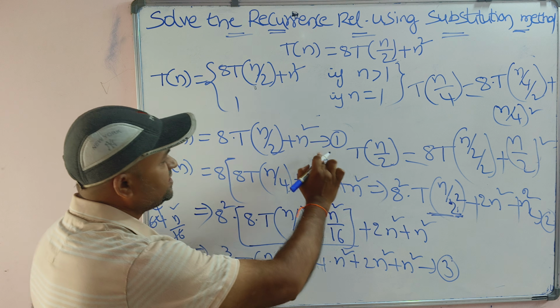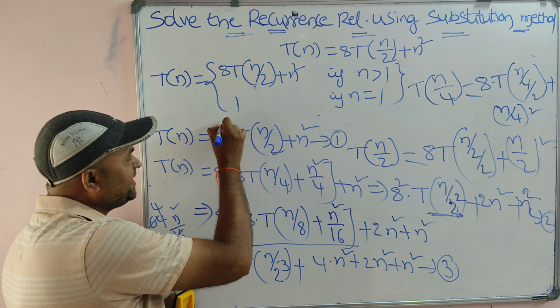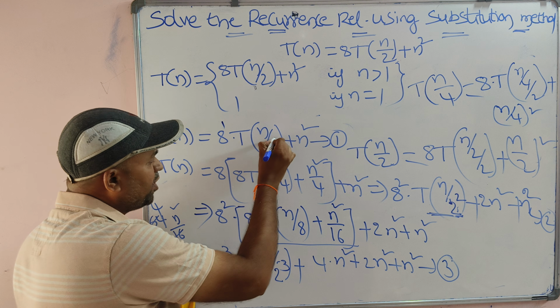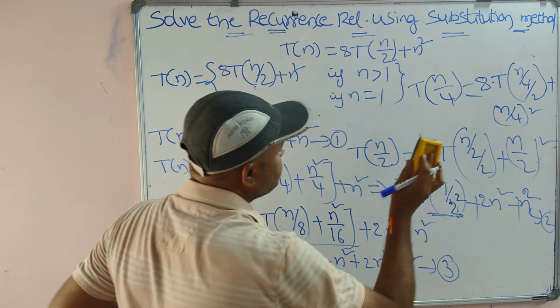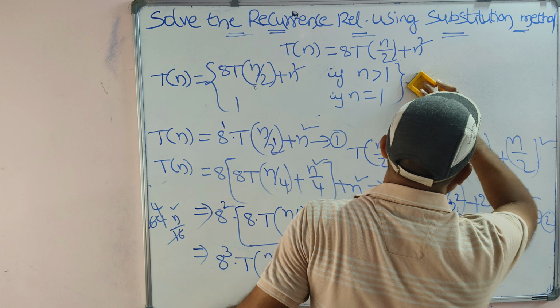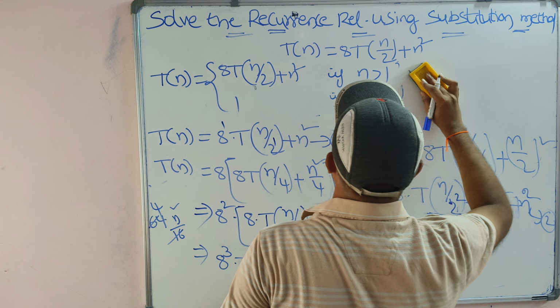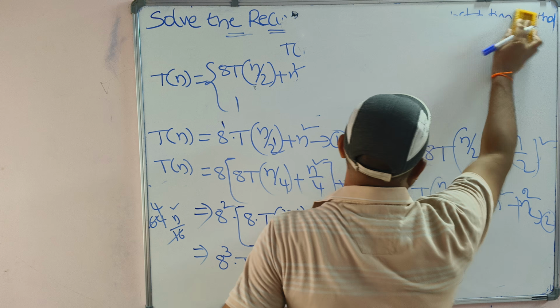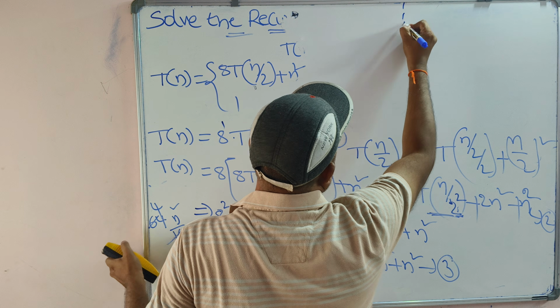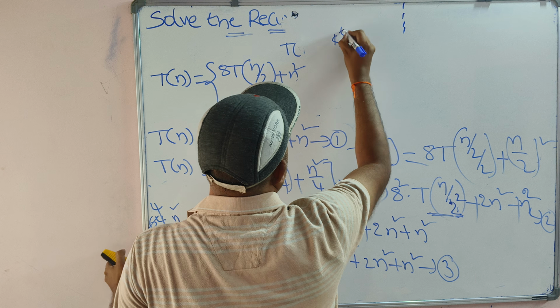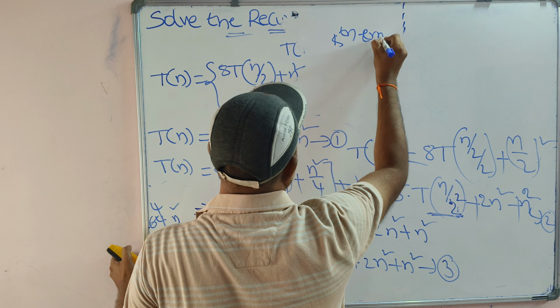If you see the first equation, we can write this as 8 power 1 into T of n by 2 power 1. So on, so on. Let us write the kth term. For space constraints, I am erasing this portion. So on, so on, so on. Let us write the kth term.